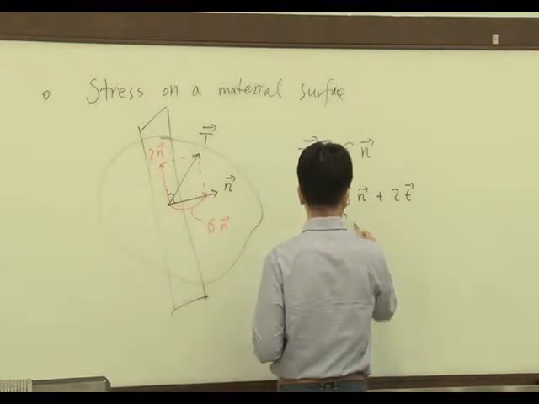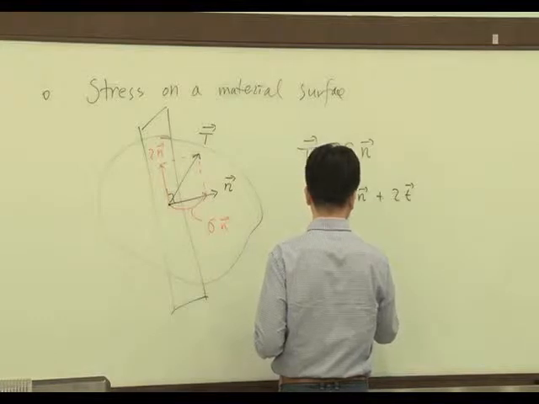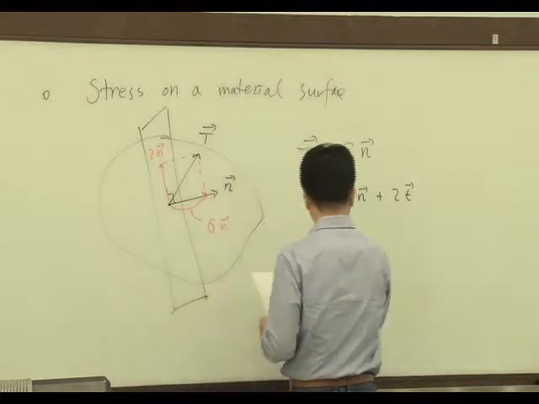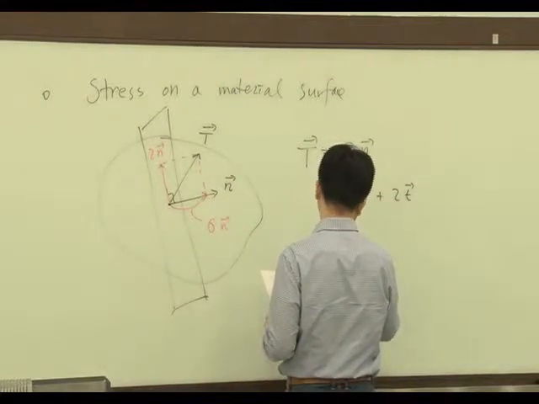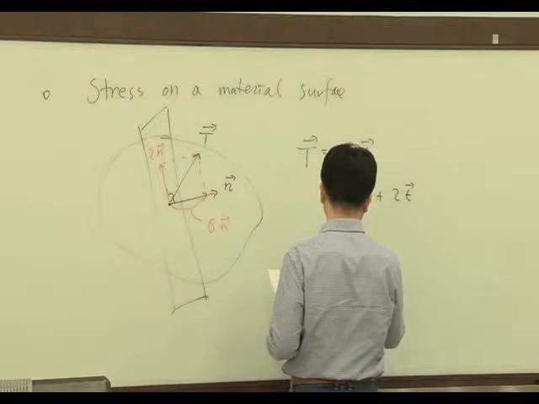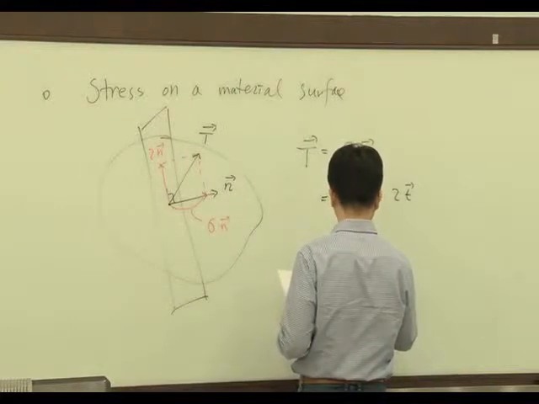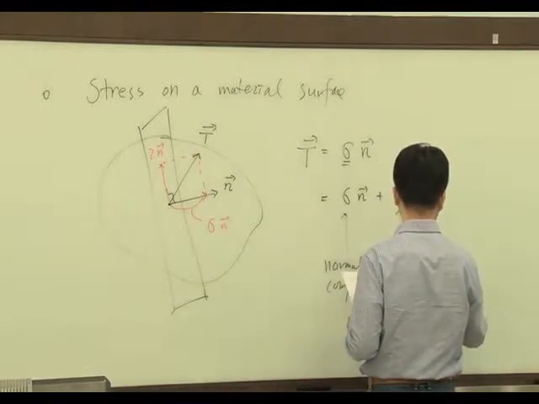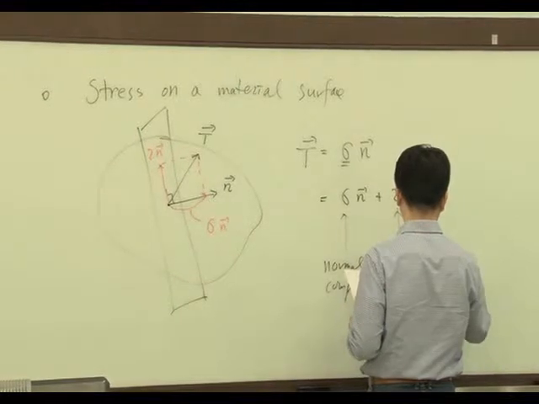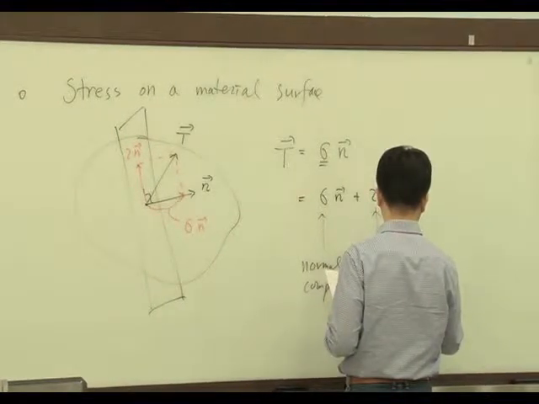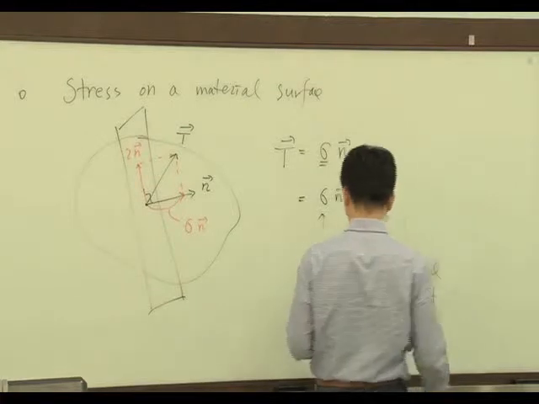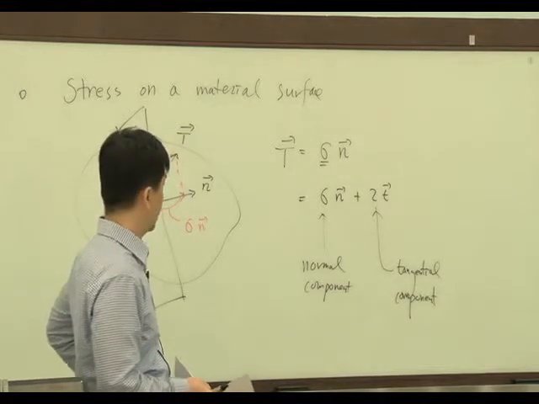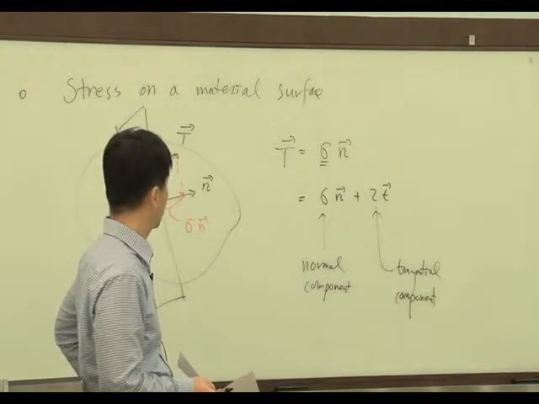So sigma is the normal component. Tau is the tangential component. So here the question is how to find the normal component and the tangential component.